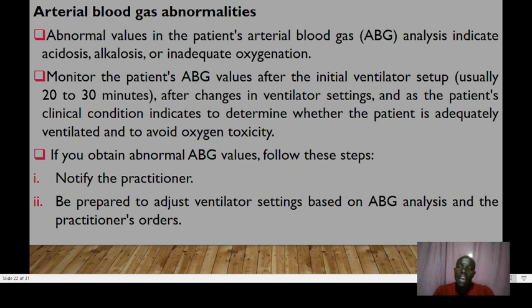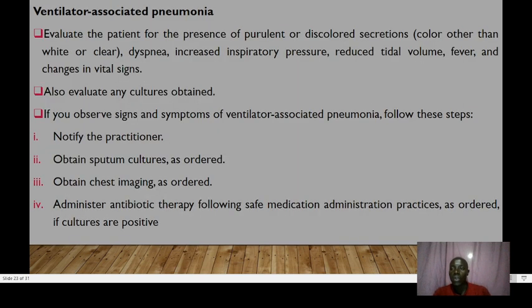So abnormal values in the patient's ABG analysis could indicate either acidosis, alkalosis, or inadequate oxygenation. So you have to monitor the patient's ABGs after initial ventilator setup, usually 20 to 30 minutes after the changes in the ventilator setting and as the patient's clinical condition indicates, to determine whether the patient is adequately ventilated and to avoid oxygen toxicity. So if you obtain abnormal ABG values, then you have to notify the practitioner and be prepared to adjust ventilator settings based on the ABG analysis and practitioner's orders.